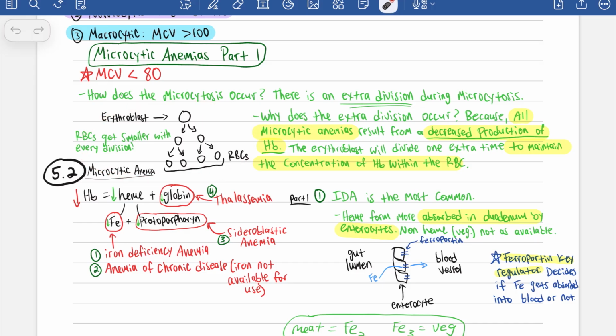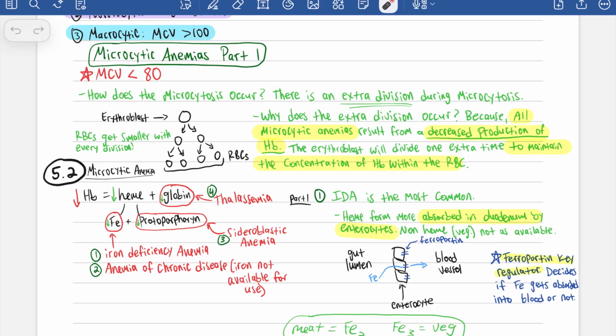For example, normally you would have two divisions to create a red blood cell. There's an abnormality where instead of these two divisions, you have one extra one, and so that's why the red blood cells come out smaller than they should. This is because of a decreased production of hemoglobin. The erythroblast will divide one extra time to maintain the concentration of the hemoglobin within the red blood cell.